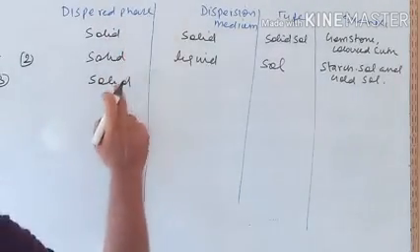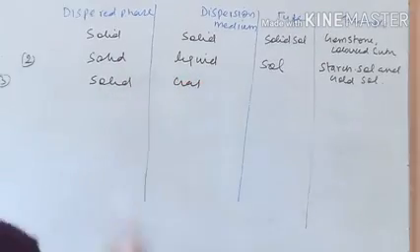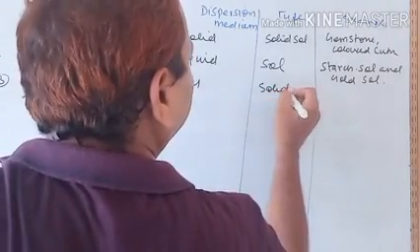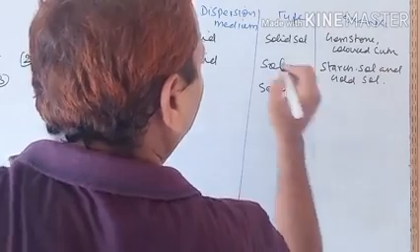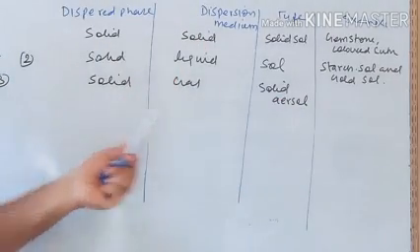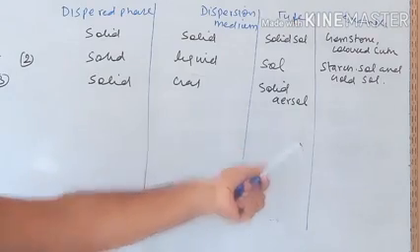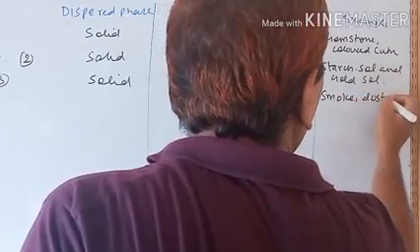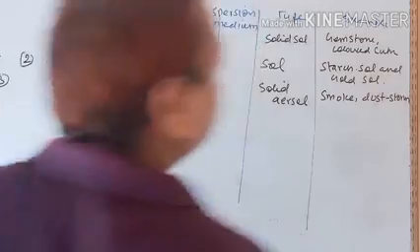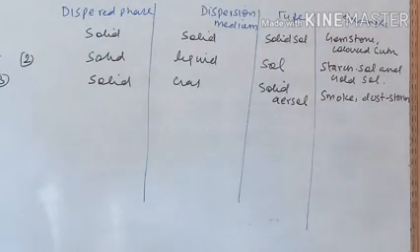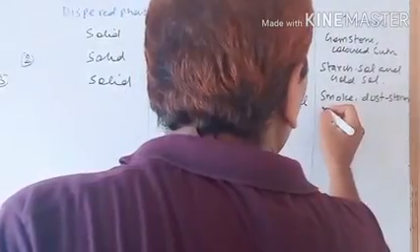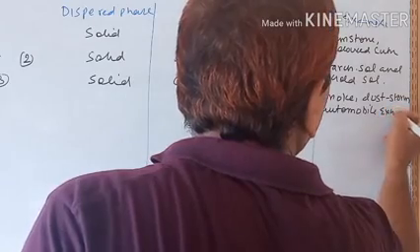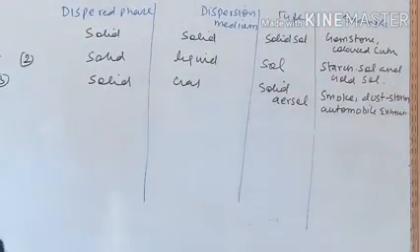Now the third type: solid and gas. The dispersed phase is solid and the dispersion medium is gas, so we write solid aerosol. Now consider in your surroundings what the examples of this are. Smoke, dust storm, and very important, automobile exhaust. They are solid aerosols.